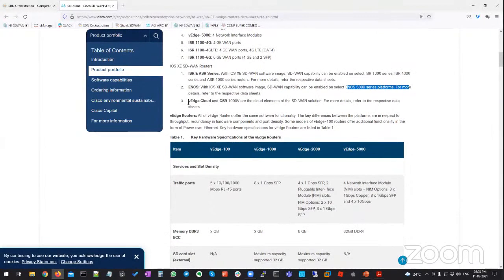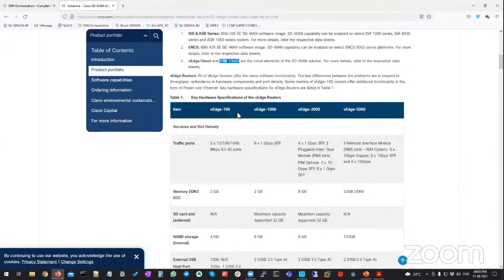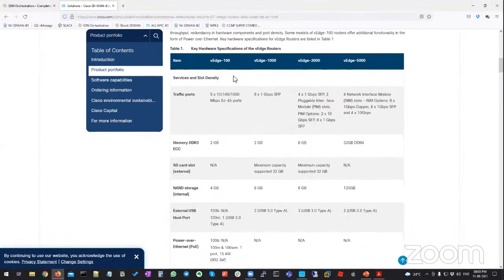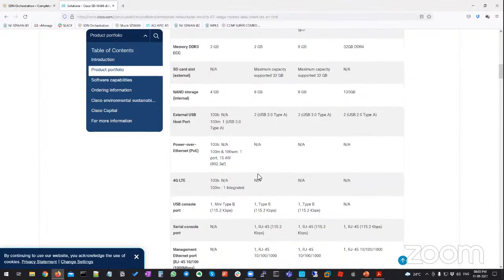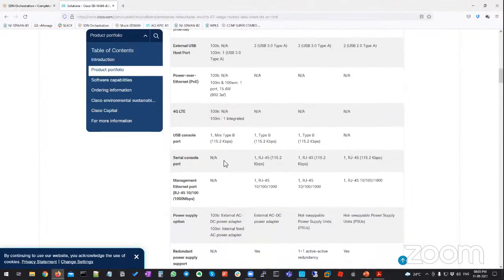Okay, and then on the third point here, these are two, what I can say, virtual routers. Okay, virtual environment, you can put it. So vEdge Cloud is for Viptela OS for the virtual, and CSR 1000V is for the Cisco virtual. Okay, so again, what is the difference between them? Your traffic ports, your memory, your traffic requirement. So you can choose a model based on that.